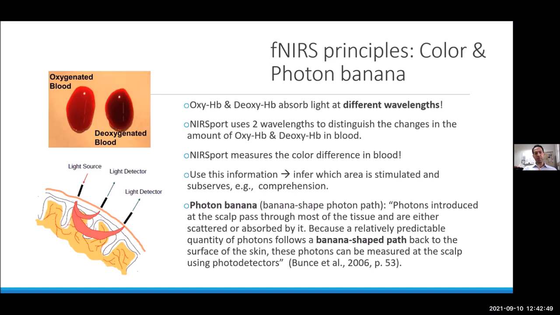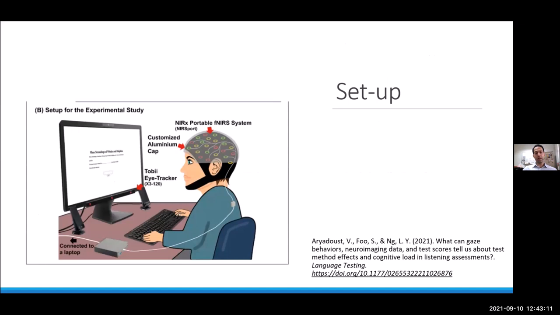Every fNIRS device has two types of optodes, sources and detectors. Sources send the light and detectors absorb it. After that, we analyze the light that has been absorbed to figure out whether that part of the brain was active or not. And this is the setup in a recent study which was published in Language Testing. As you see, the reference is right here. This setup is usually used in fNIRS studies and also eye tracking. In this study, we combined fNIRS, which the person is wearing, and the eye tracker right at the bottom of the monitor. I hope you can see that. It's very small, like a small bar with three red dots on it, but that represents the eye tracker. So we collect data from both the eye tracker and the fNIRS at the same time, and that's what we did in that study. By the way, it's free to download. If anyone is interested, just go ahead.